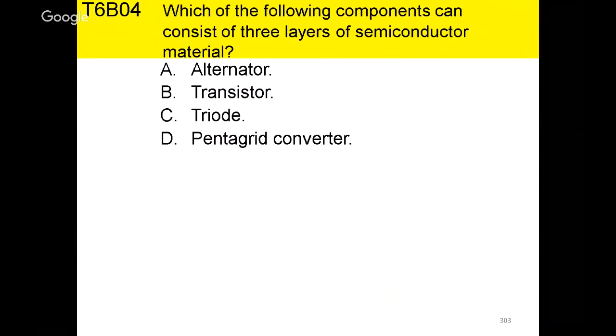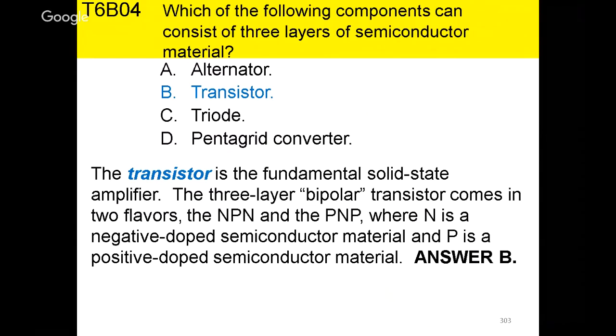So which of the following components can consist of 3 layers of semiconductor material? Again, we're talking about the transistor. It is a fundamental solid-state amplifier. It's a 3-layer bipolar transistor coming in 2 flavors, the NPN and PNP, where N is a negatively doped semiconductor material and P is a positively doped semiconductor material. That determines your electron flow and how it gets amplified, how it's used as a switch, and things of that nature.